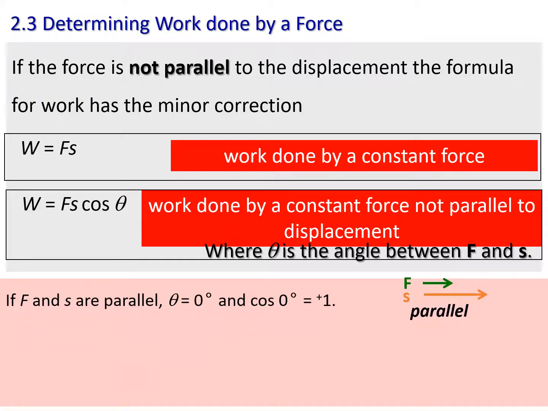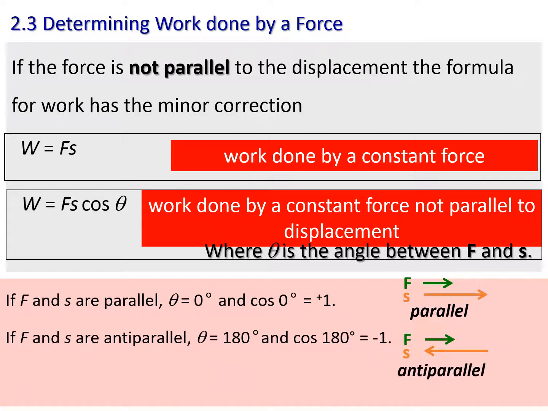If the force and the displacement are parallel, for example, if I lift a book and I'm moving this book upwards, then I'm doing positive work to the object. Cosine of 0 degrees is positive 1. If F and S are anti-parallel, where theta is 180 degrees, then I'm doing negative work to the object because cosine of 180 is negative 1.